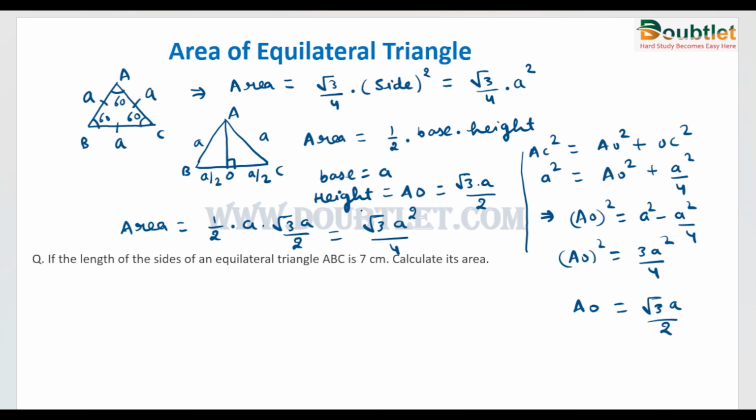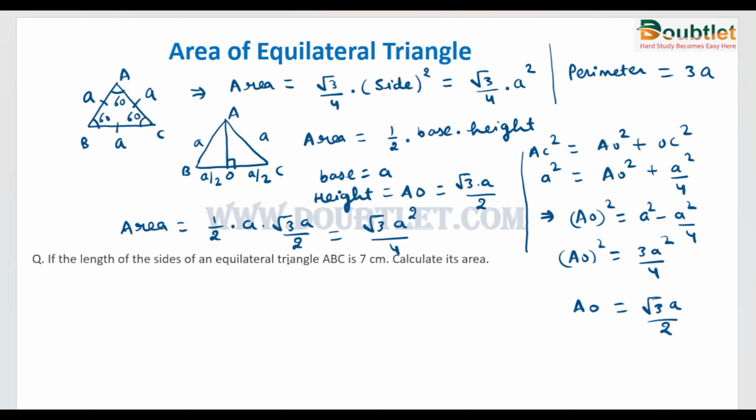We can also derive this by using Heron's formula. In that case, you have to put the length of all sides as A and then solve accordingly. Then also you will get the same answer. And if someone asks you to find the perimeter of an equilateral triangle, then we have to sum all the sides, so it is 3A. So this is the simple thing.